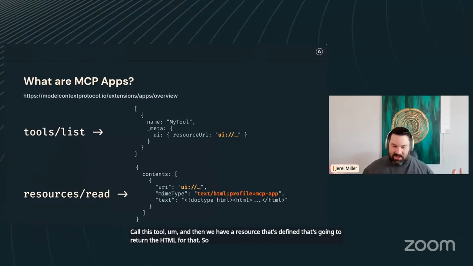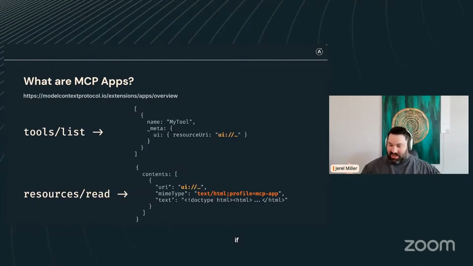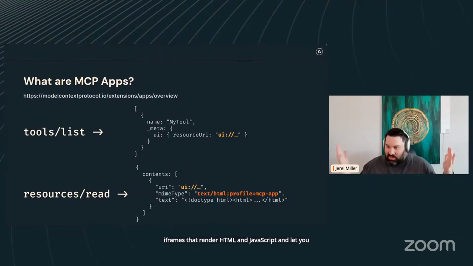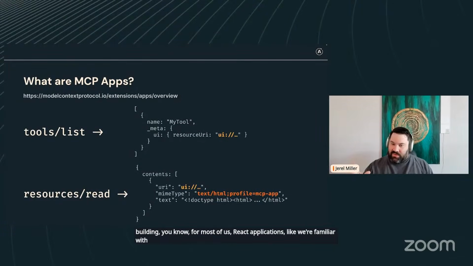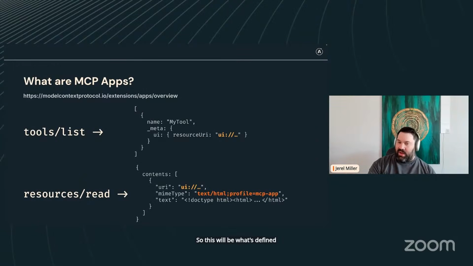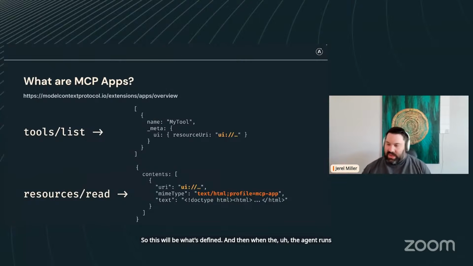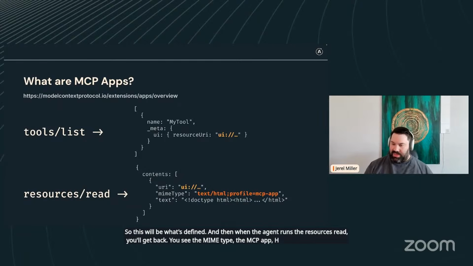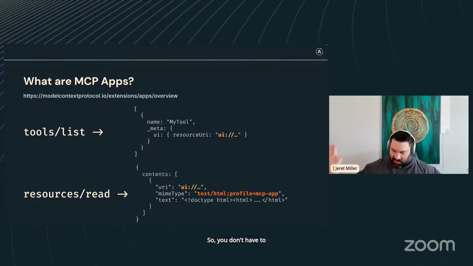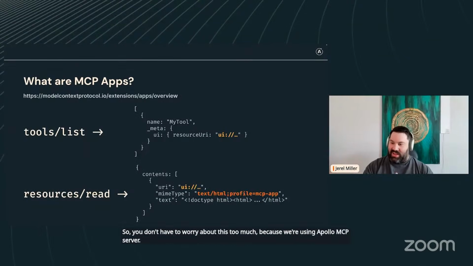Really, MCP apps are just iframes that render HTML and JavaScript and let you interact. So for most of us, you're building React applications like we're familiar with. They do reserve the UI protocol. You see ui:// specifically for MCP apps, so this will be what's defined. And then when the agent runs the resources read, you'll get back the MIME type, the MCP app HTML, along with the actual HTML document itself. You don't have to worry about this too much because we're using Apollo MCP Server. I'll show you again on the development side what this looks like in practice, combining the systems.